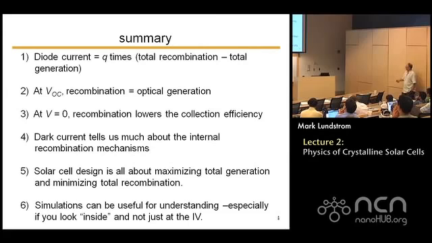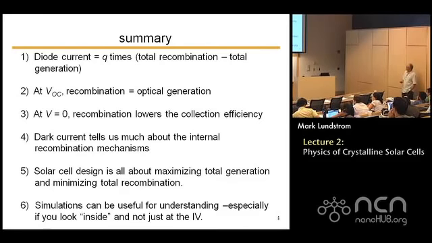Okay, so we'll summarize and then we're ready to break. The important point I'm trying to make is that the diode current is simply Q times the total recombination minus the total generation. That's really exact. That's not a superposition argument. That's exact. At open circuit voltage, the recombination is equal to the generation, such that no electron-hole pairs come out and no current flows.